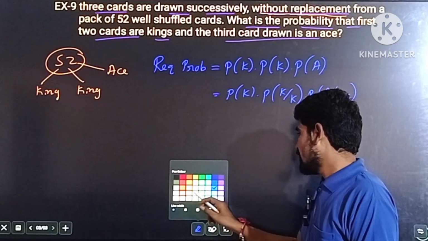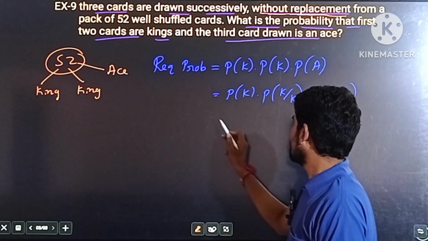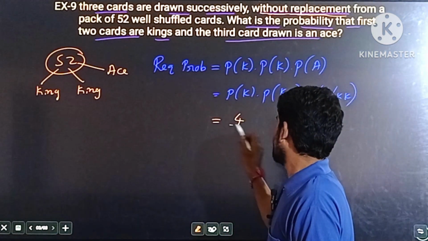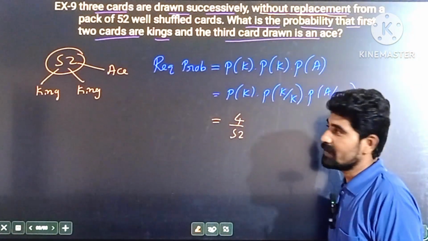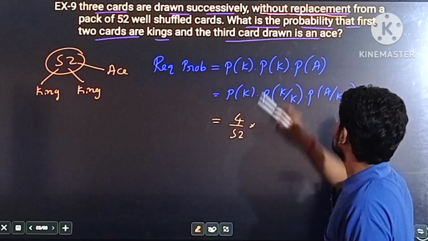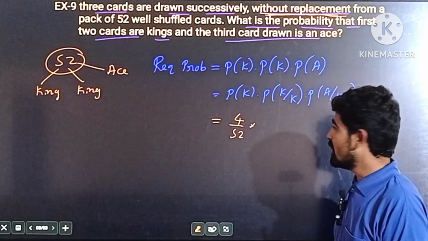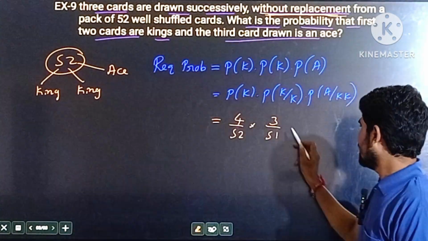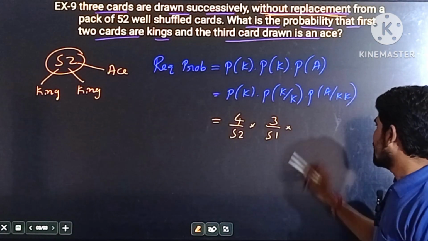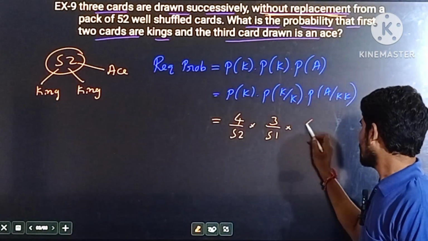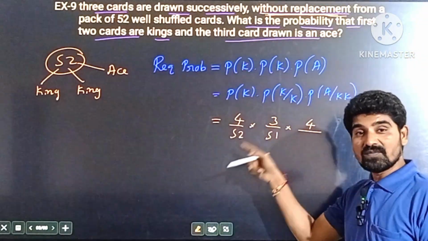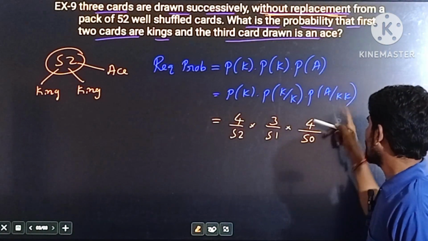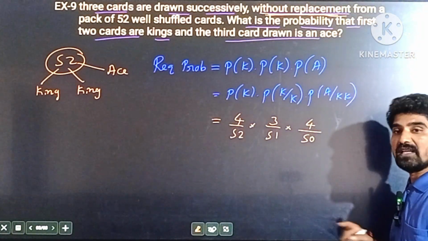Now see here, the required probability is the probability of the first king card. The total number of king cards in a pack is 4. Therefore 4 by 52 is the probability of the first king card, into the probability of the second king card, taken without replacement. Therefore 3 divided by 51 is the probability of the second king card, into the probability of the ace card. The total number of ace cards in a pack is 4, divided by the total number of cards, 52, but 2 cards are already drawn. Therefore 4 by 50 is the probability of the third card being an ace.